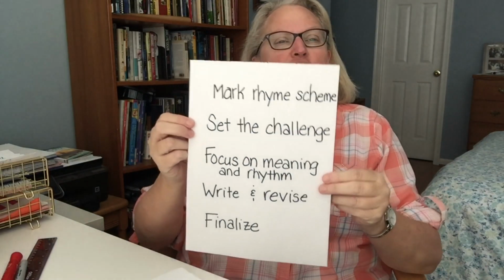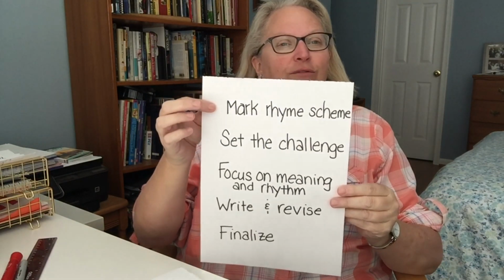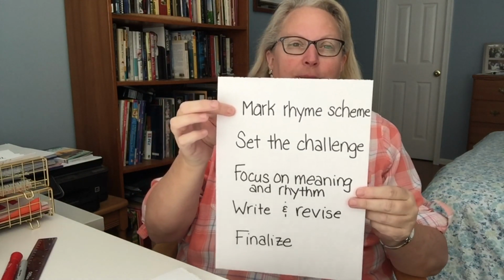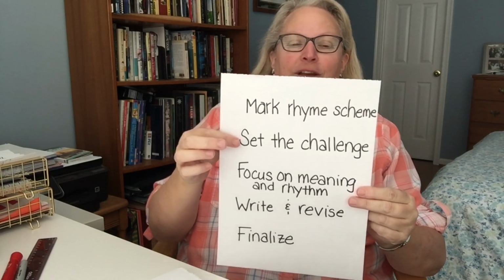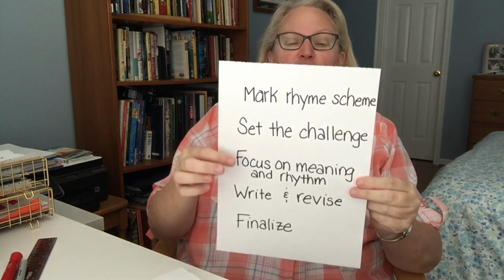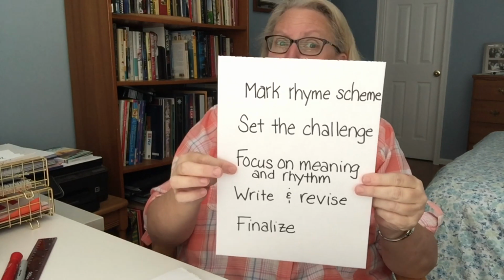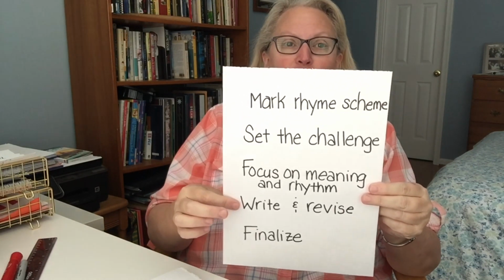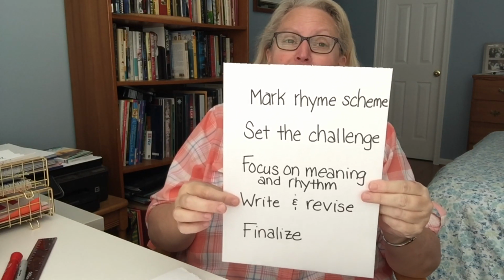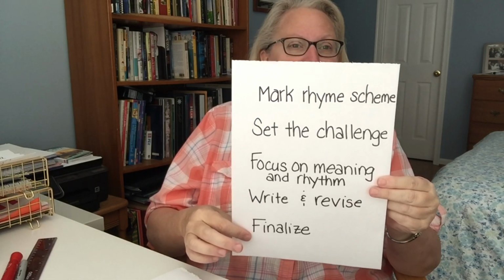So to get started writing your own lipogram, pick a piece of writing you want to change. It can be something huge if you want to take that challenge, but a lot of times I just like to take a little nursery rhyme because it's really pretty simple that way. And once you've picked your nursery rhyme, you're going to do several things. You're going to mark the rhyme scheme. More about that in a minute. You're going to set the challenge. You're going to focus on the meaning and rhythm of the nursery rhyme. You're going to write and revise, probably a lot, and then you're going to finalize.